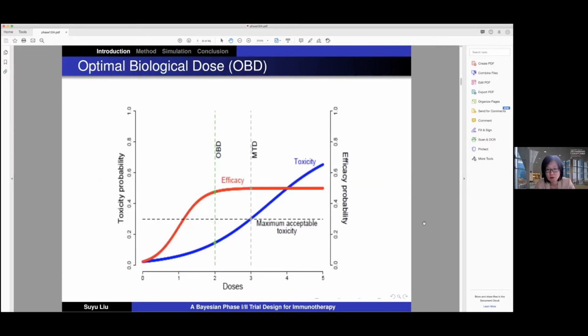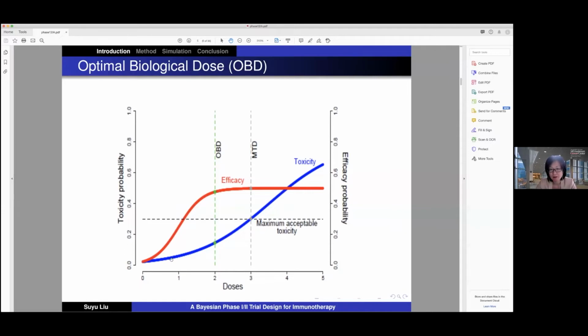This figure shows a typical dose response curve for immunotherapy studies. The x-axis represents the dose level from low to high, and the y-axis represents the toxicity probability and efficacy probability. The blue curve here represents the toxicity probability. We can see that as dose increases, the toxicity increases. For conventional chemotherapy, we often determine the MTD only considering toxicity. The dashed line represents the maximum acceptable toxicity. According to the dose toxicity curve, if we base our decision purely on the toxicity curve, we will recommend dose level 3 as the MTD.